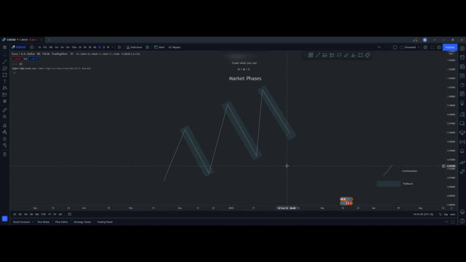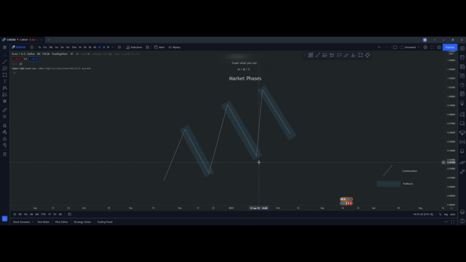So what is the significance of a continuation and a pullback? Now, when you have a continuation, in terms of a bullish order flow, most of the time you would be looking for your longs here, right? Because you're continuing and following the market up. And the most relevant point to have your TP target is the previous swing high.